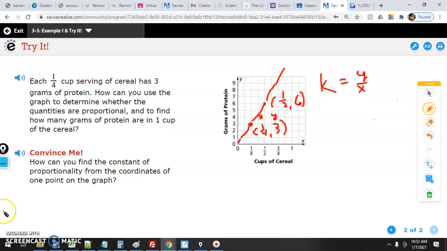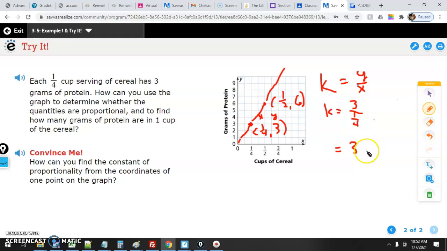And now we can determine the k value here by taking y over x for one of our points. So we could take 3 over 1/4, that would be this point here, or we could do 6 over 1/2. How do we take 3 over 1/4? It's really 3 divided by 1/4.